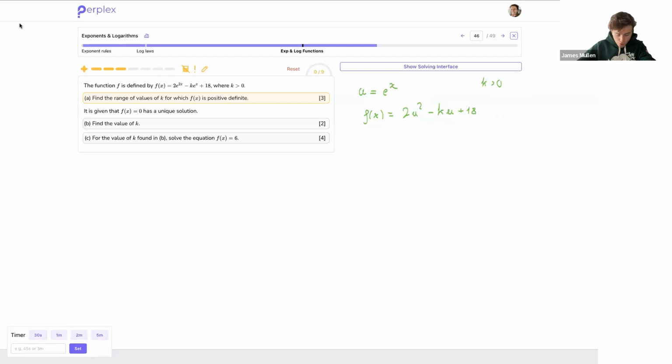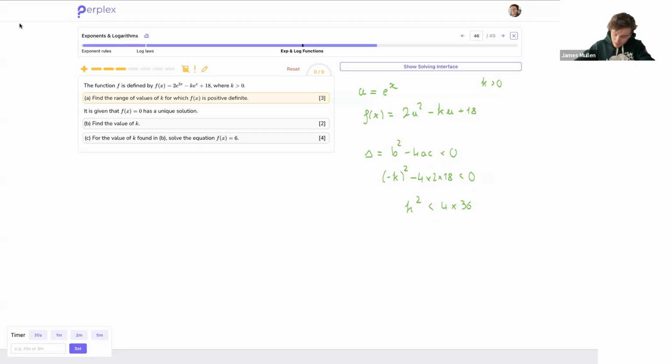Okay, so if the function is positive definite, it's because there are no roots. If there are no roots, it means the discriminant is negative. So delta is equal to b squared minus 4ac is less than 0. In this specific case, that means that negative k squared minus 4 times 2 times 18 is less than 0. Or in other words, k squared is less than, and I'm going to do 4 times 36 on the right-hand side. I'm leaving it that way because it's easier to take the square roots.